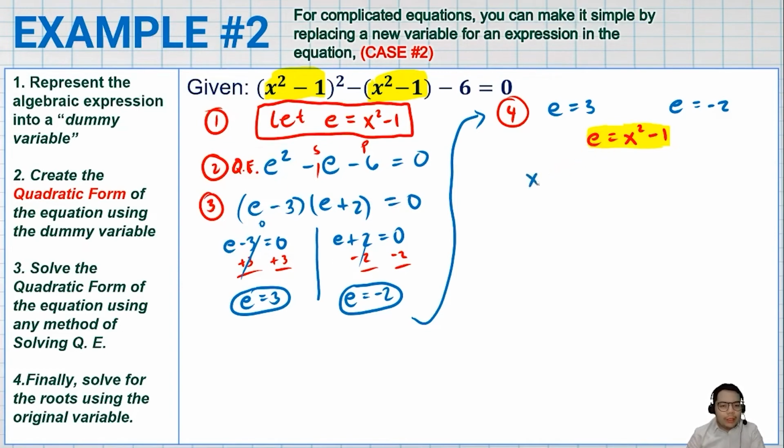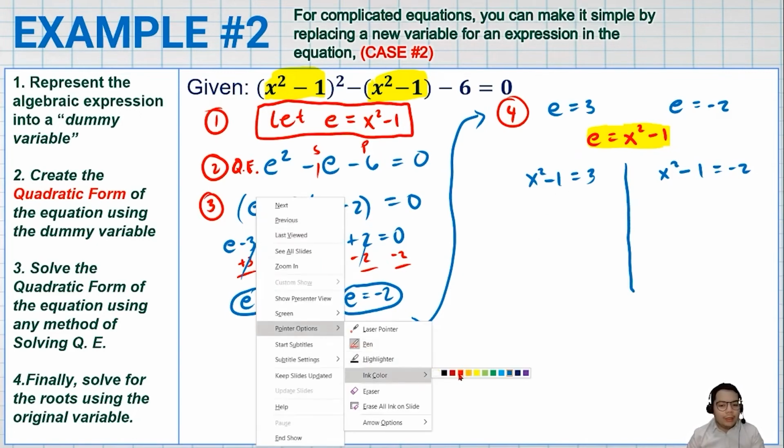So, we have x squared minus 1 is equal to 3. Yan, pinalitan ko lang to ng x squared minus 1. On another case, we'll be having e is equal to -2. So, magkakaroon tayo ng x squared minus 1 is equal to -2. Yan. Hatiin na natin yung equation. So, we have x squared minus 1 is equal to 3.